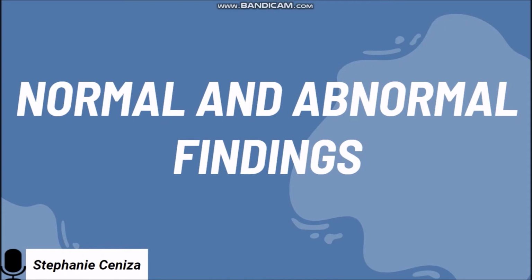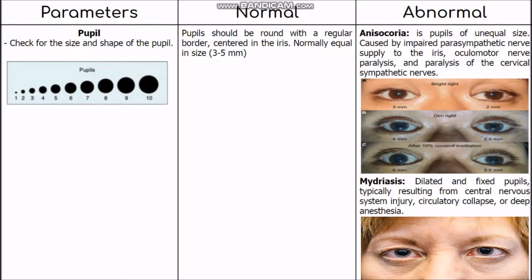Hi, I am Stephanie Sinisa and I'll be continuing the report for the pupillary assessment. So to start off, let us discuss the normal and abnormal findings. So first, for our pupils, we have to check for the size and shape. So we have to do this by measuring our pupils against a gauge that would indicate the specific size of our pupils. So for the normal findings, pupils should be round with a regular border centered in the iris, normally equal in size, 3 to 5 mm.